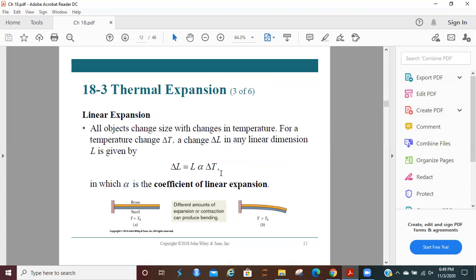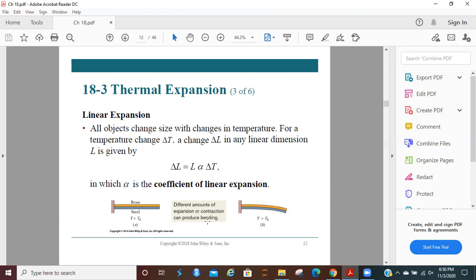All right, linear expansion. All objects change size with changes in temperature. For a temperature change of delta T, a change delta L in any linear dimension L is going to be given as the following. One other way to look at this particular equation is to take delta L divided by delta T. And so you've got a coefficient of linear expansion, alpha, multiplied by the length. So the change in L divided by the change in temperature will be some coefficient multiplied by the length.